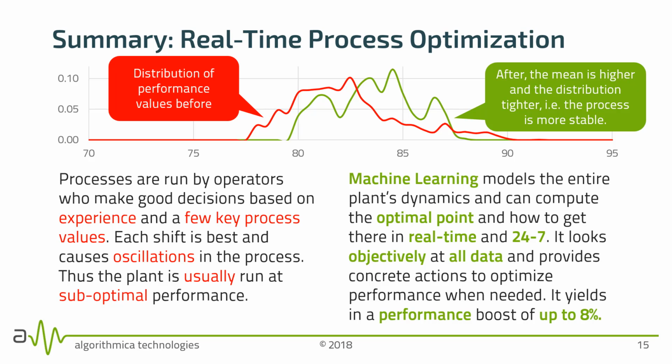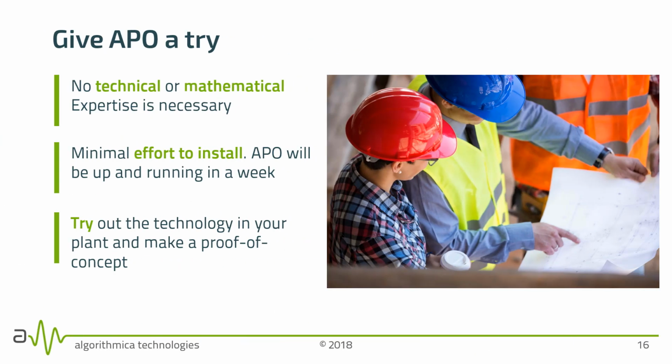And what you see in the diagram above is that not only does performance improve, that is, the mean of the distribution shifts to the right, but also the distributions get tighter, so at the same time the process becomes more stable. I would like to invite you to try out APO in your plant.